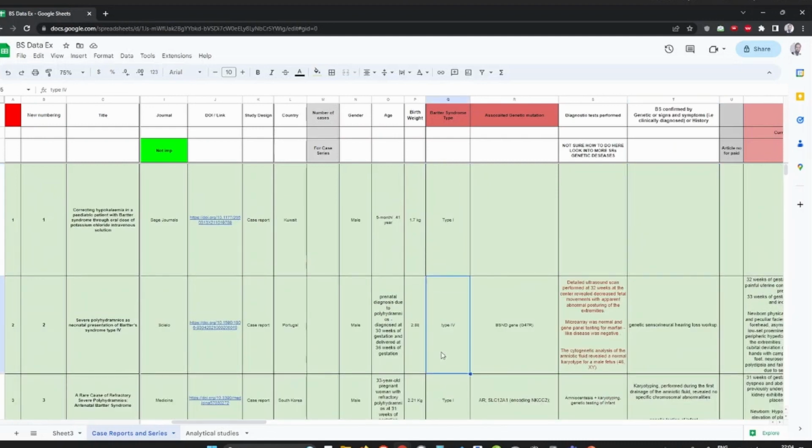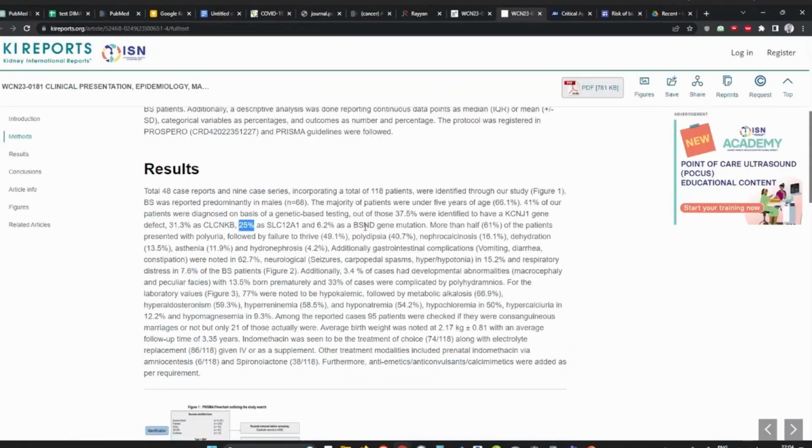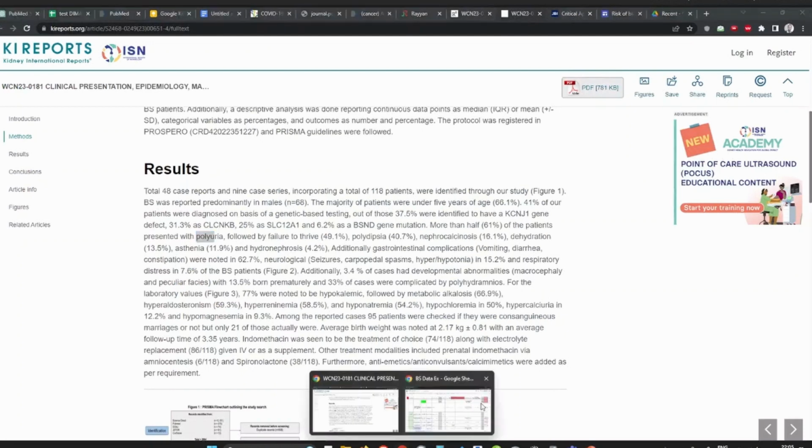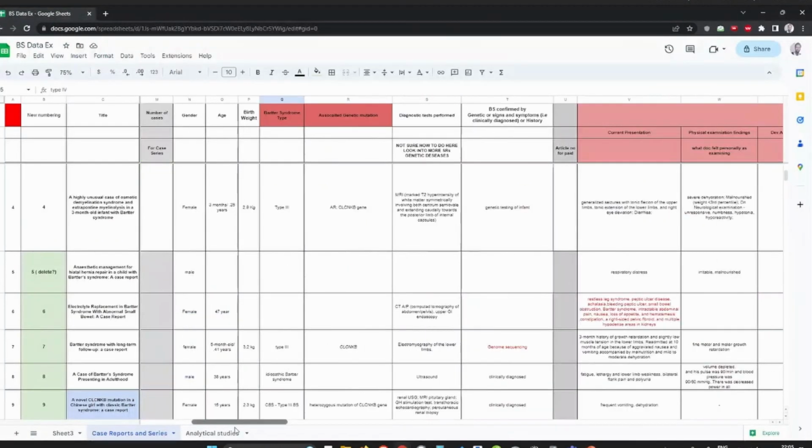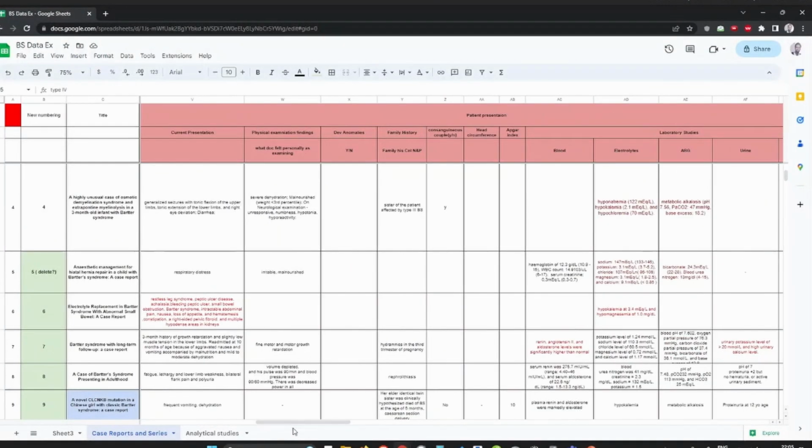For this type 1, type 2, I'm just summarizing this. After that, I'm putting in this percentage of types, this percent of this type, this percent of this type, 50% were presented with poly, right? These are the different presentations that these particular patients presented with. I'm summarizing this from this data extraction sheet into a final paper.